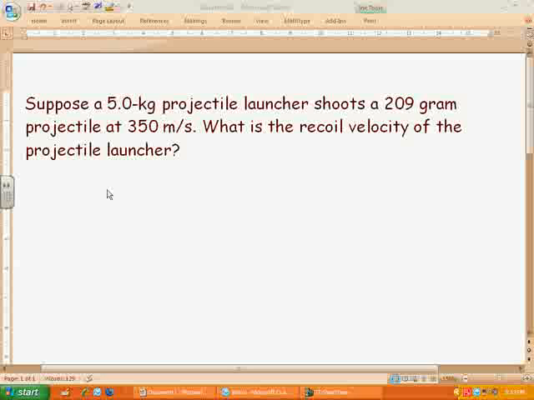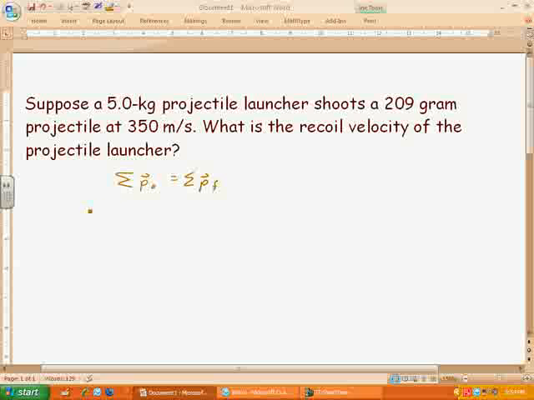Here's my initial problem: a projectile launcher shooting a projectile, and it's asking about the recoil velocity of the projectile launcher. Now we know that this is going to be dealing with momentum because we're dealing with two objects, right? And so we know that the sum of the momentums initially is going to have to equal the sum of the momentums finally.